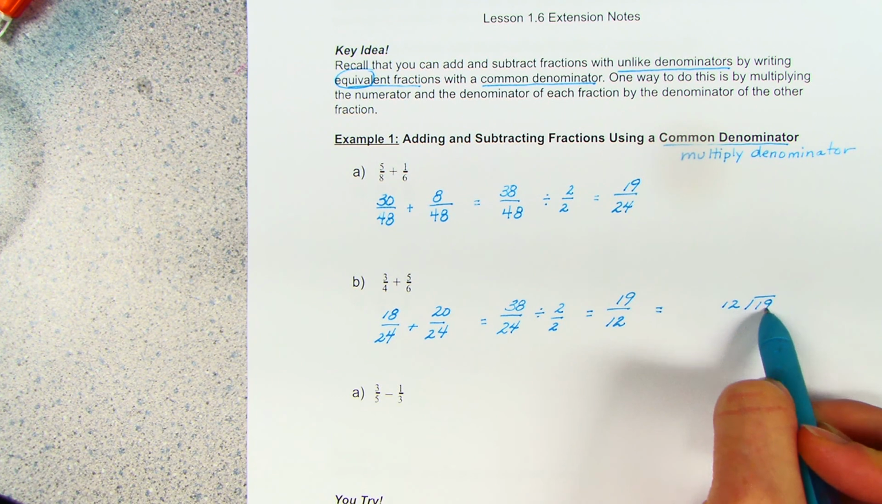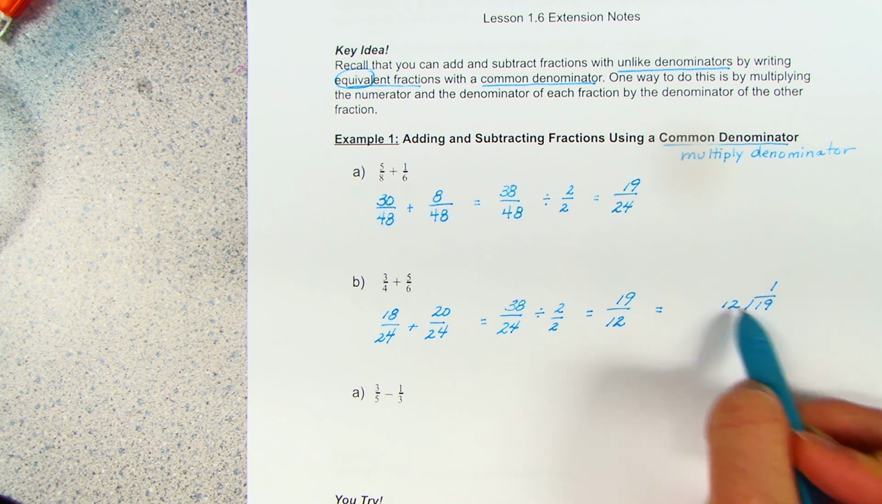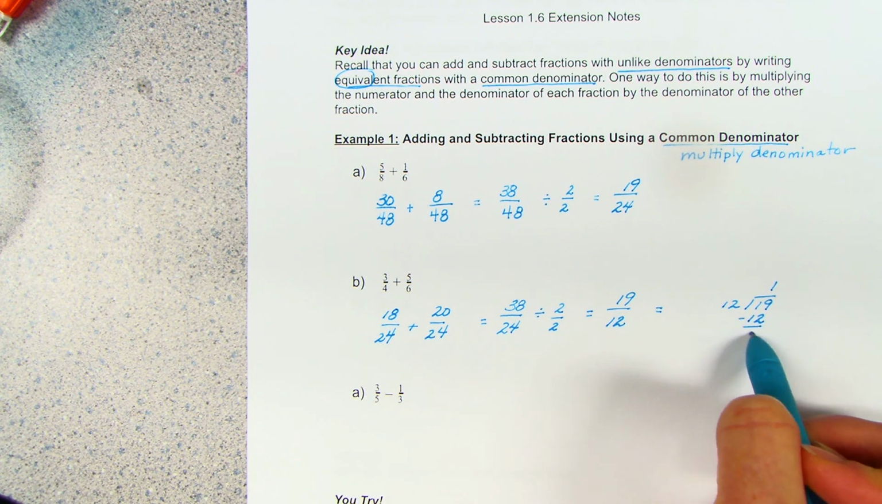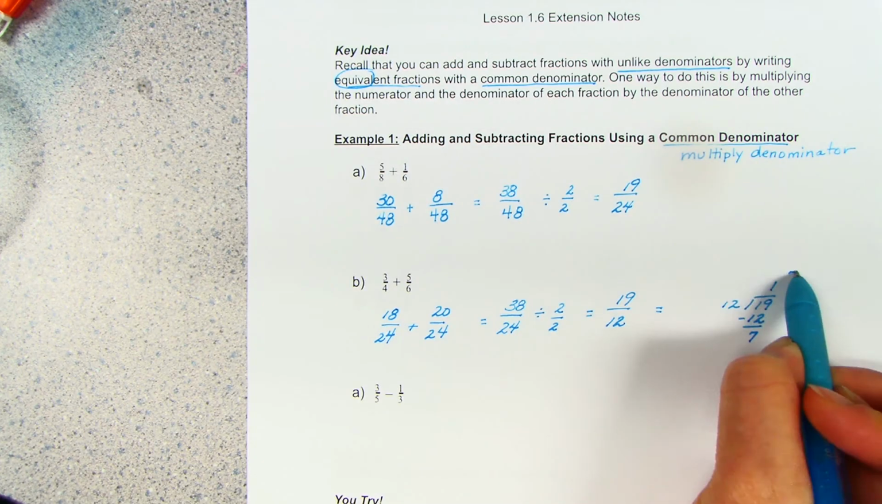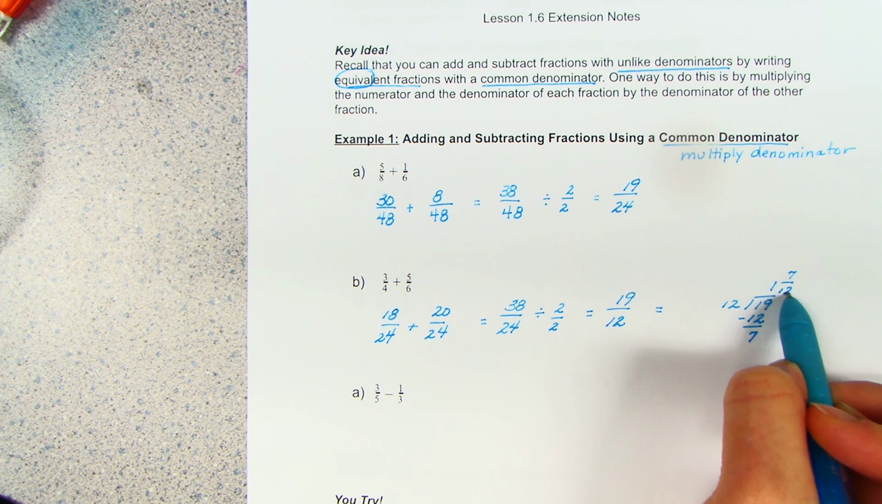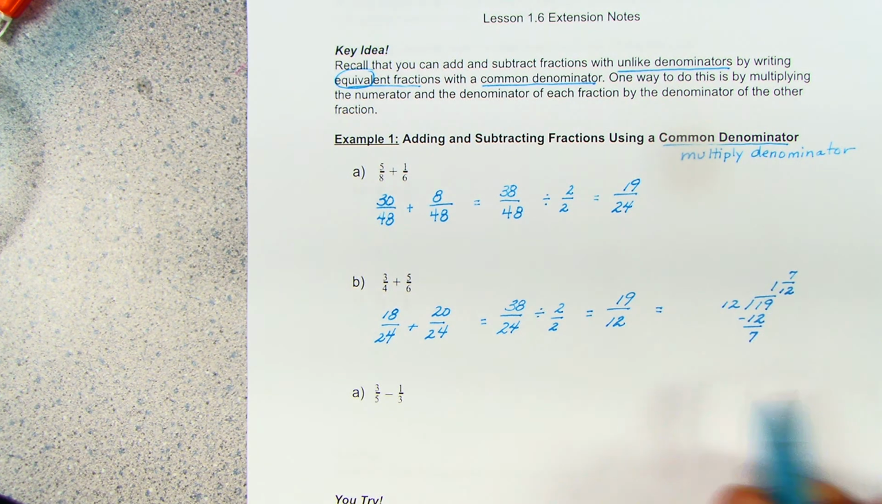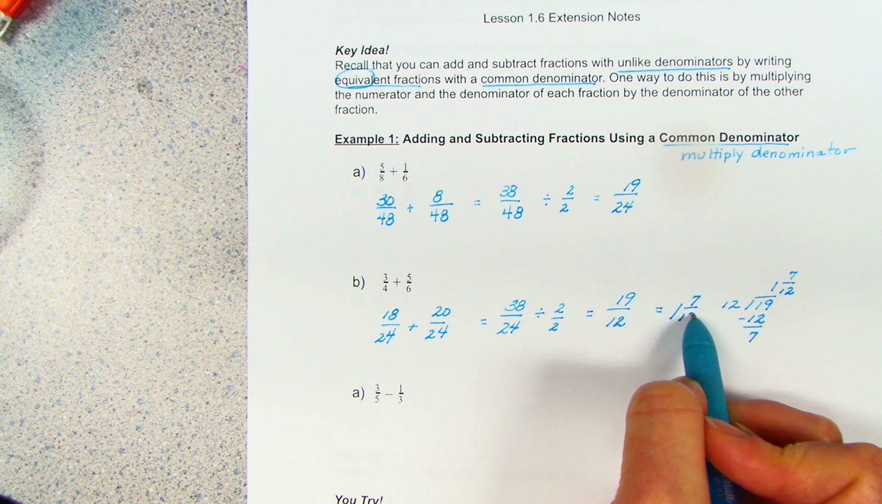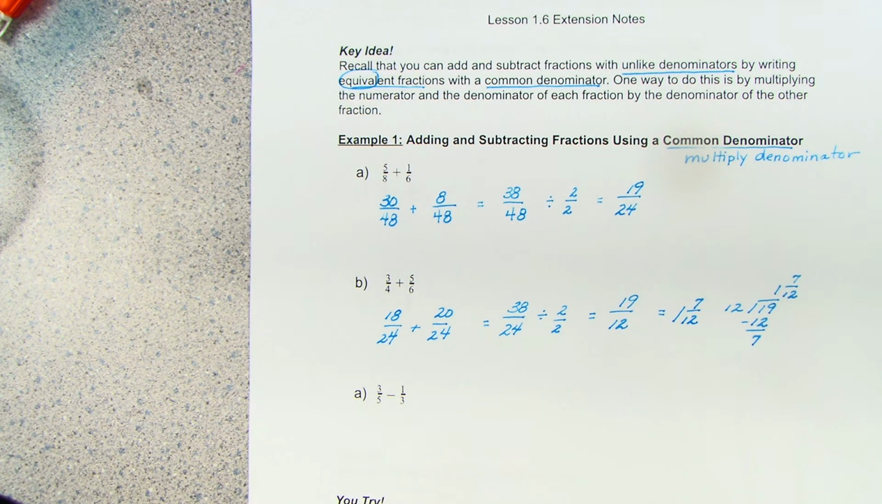If it does ask for a mixed number, then I ask myself, how many times does 12 go into 19? Well, it goes one whole time. 1 times 12 is 12. And then it's going to leave me with 7/12 left over. Okay. 1 and 7/12. Either of these answers is acceptable.